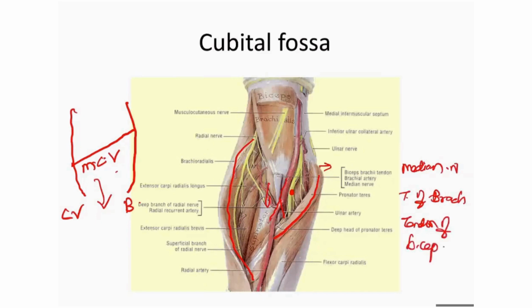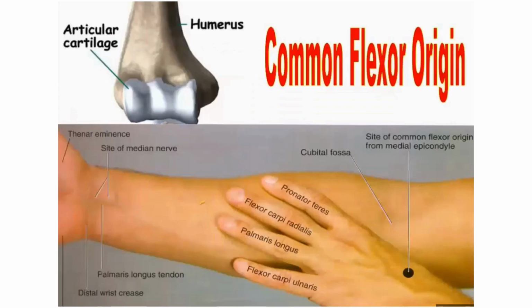The boundary is medially formed by pronator teres and laterally formed by brachioradialis. Next is the anterior compartment of the arm. It is divided into a superficial layer and a deep layer. Superficial layer has 5 muscles, deep layer has 3 muscles. All 5 muscles take origin from the common flexor origin, which is nothing but the medial epicondyle of humerus.